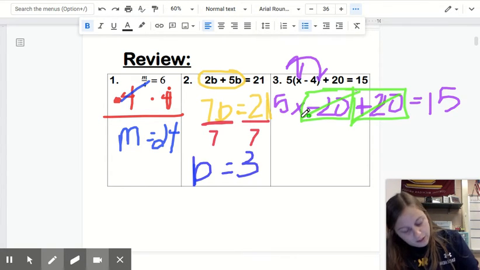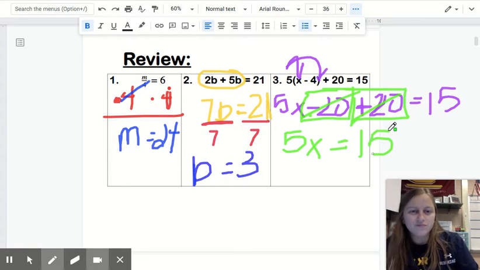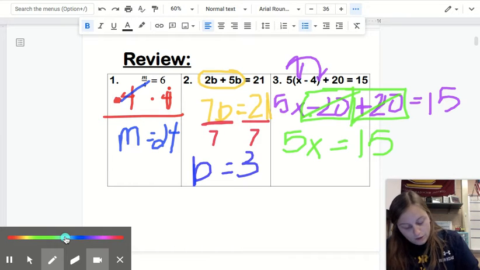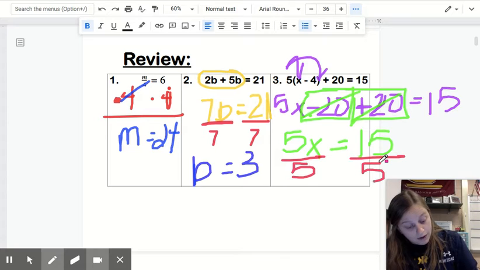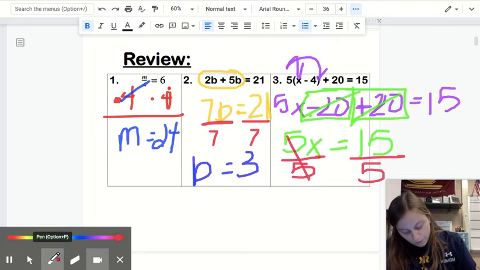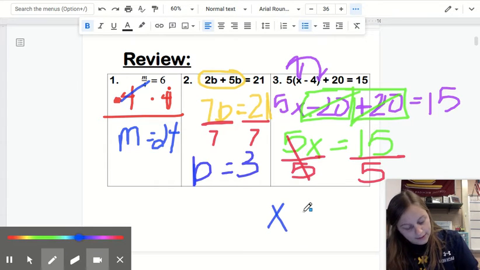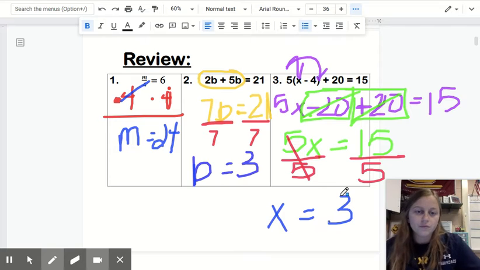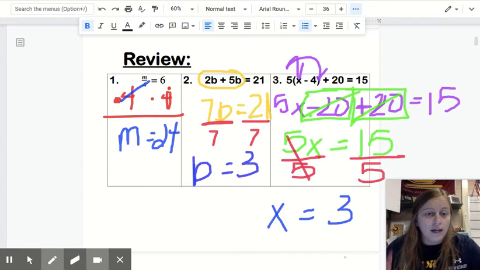So I'm really left with the equation 5x equals 15. I need to get x all alone. So right now, x is timesing by 5. So to get rid of that, I do the opposite, and I divide by 5 on both sides. My 5's cancel each other out, and I'm left with x equaling 3. So at this point, those types of questions, all three of those, you should be able to solve on your own.